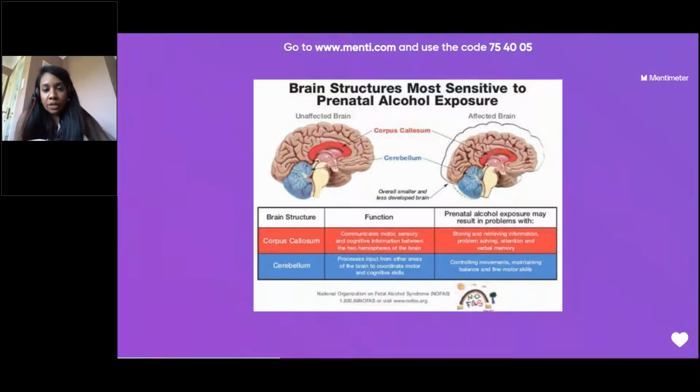The other area that can be affected is the cerebellum. What we know is that, again, if prenatal alcohol exposure damages the cerebellum or affects its development, this can lead to difficulties with controlling movements, maintaining your balance, and your fine motor skills. And again, just thinking about what might come to clinic, most of the time children won't come to clinic necessarily with that question about fetal alcohol spectrum disorder, but they may present with these non-specific difficulties with movement, balance, or fine motor skills.